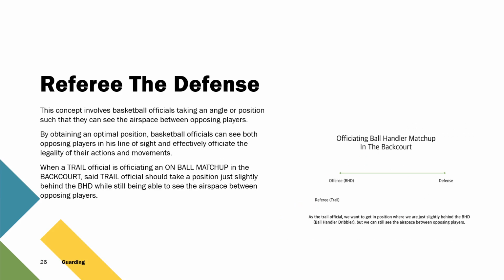When a trail official is officiating an on-ball matchup in the backcourt, said trail official should take a position just slightly behind the ball handler dribbler while still being able to see the airspace between opposing players.